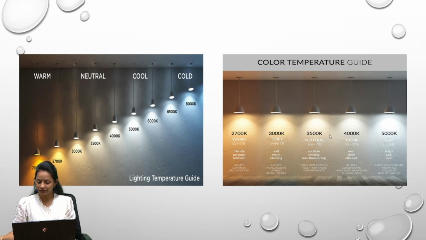Next one is 3500 Kelvin, which we call neutral white. We can use it for executive offices and reception areas. 4000 Kelvin, which we call cool white, is very neat and efficient. We can use it for offices, classrooms and showrooms. 5000 Kelvin, which we call daylight, is very bright and cool in nature. We can use it for the graphics industry, hospitals, galleries and beauty salons. I think this is enough to play with the temperature and color.